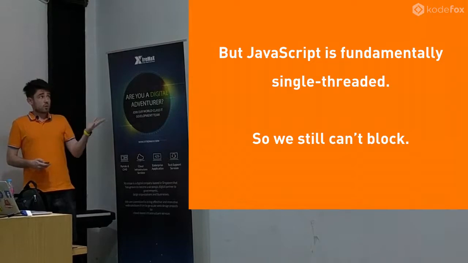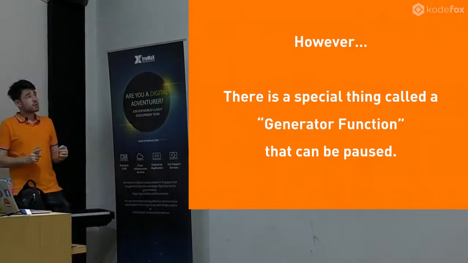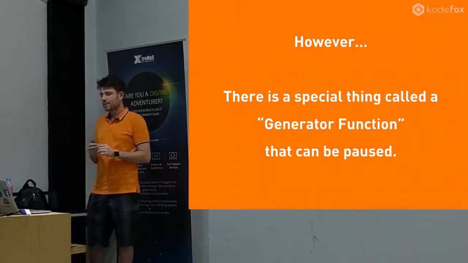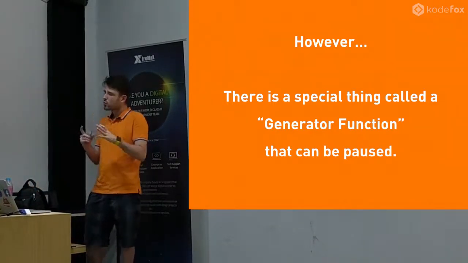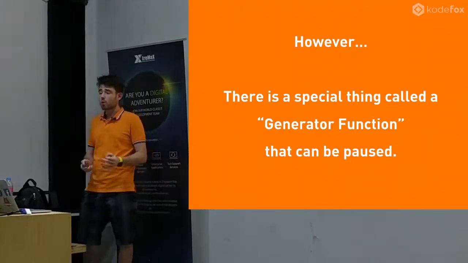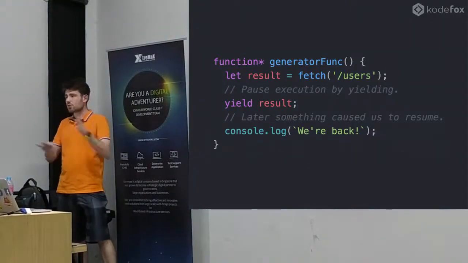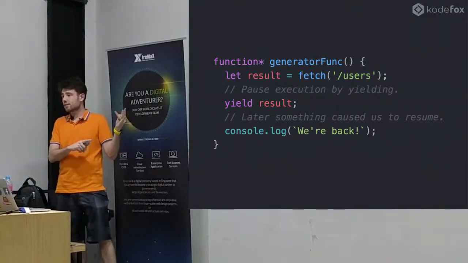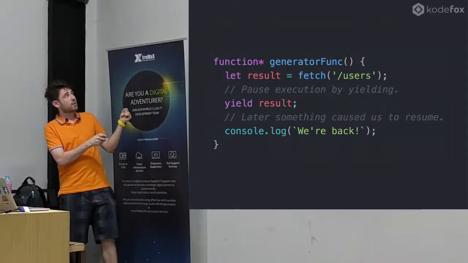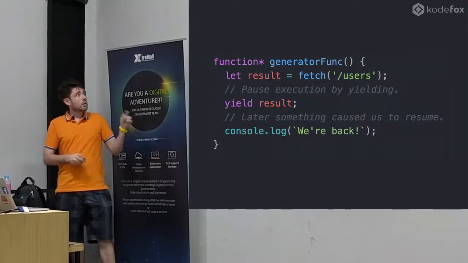So JavaScript is single-threaded, we can't block. However, there's a special thing called a generator function. What that does is allow us to pause just one function, and we'll go back to it later. So we're not going to pause our whole program, we'll just pause this function. Has anybody used or seen this generator syntax? No. With the star. So that's the special thing right here, the star, and then the keyword yield.